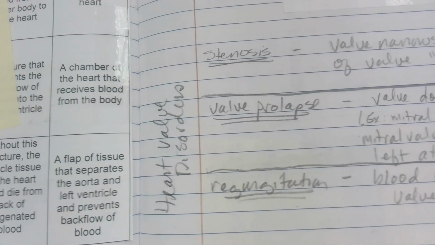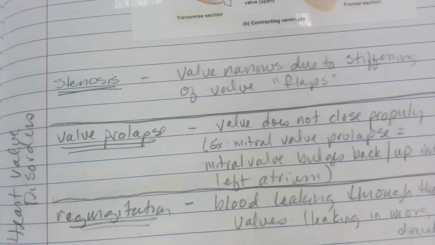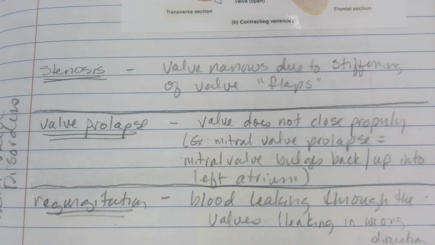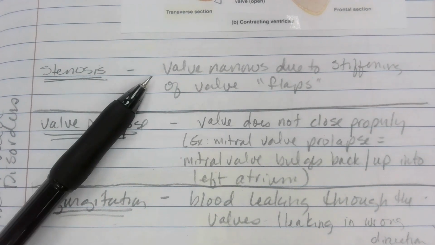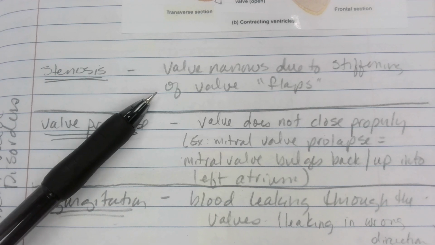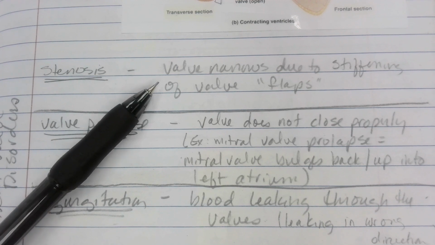All right, so heart valve disorders. We have 3 heart valve disorders that we're looking at. The first one is stenosis. Stenosis is where the valve narrows due to stiffening of the valve flaps. So stenosis indicates the valve narrows due to stiffening of the valve flaps.